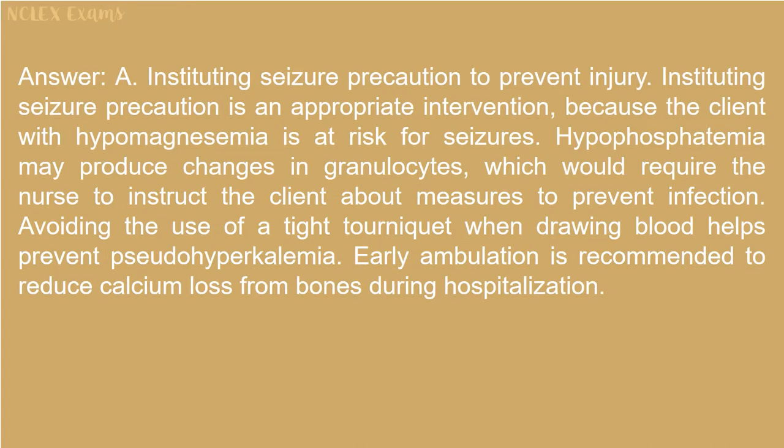Answer A. Instituting seizure precaution to prevent injury. Instituting seizure precaution is an appropriate intervention because the client with hypomagnesemia is at risk for seizures. Hyperphosphatemia may produce changes in granulocytes, which would require the nurse to instruct the client about measures to prevent infection. Avoiding the use of a tight tourniquet when drawing blood helps prevent pseudohyperkalemia. Early ambulation is recommended to reduce calcium loss from bones during hospitalization.